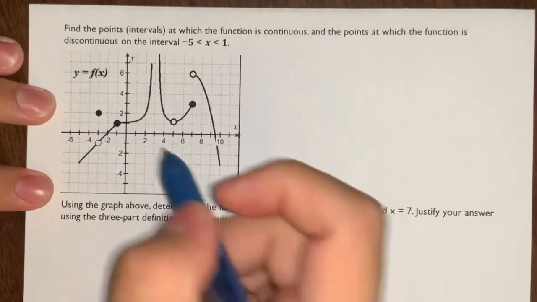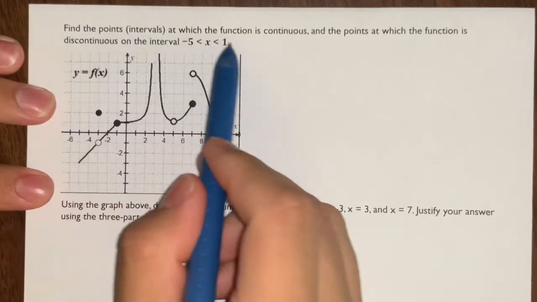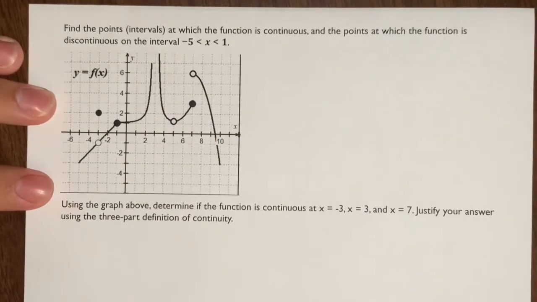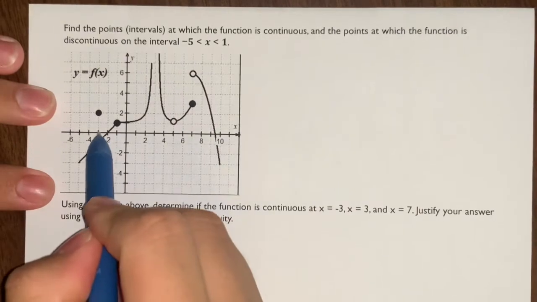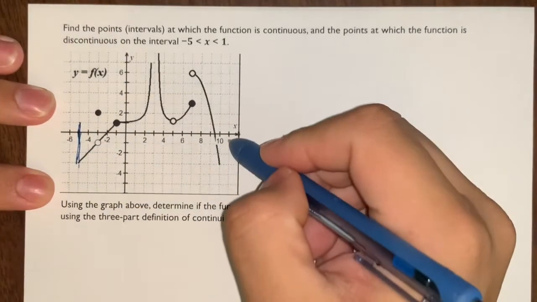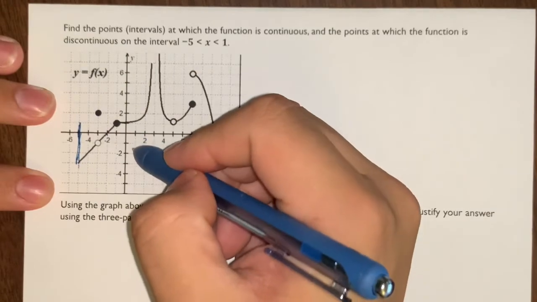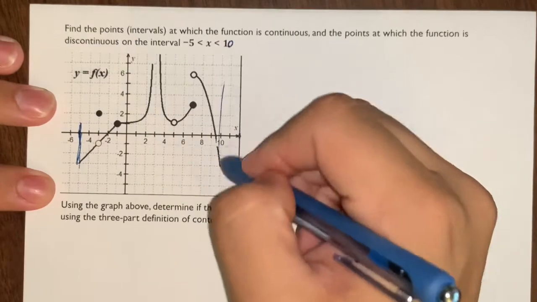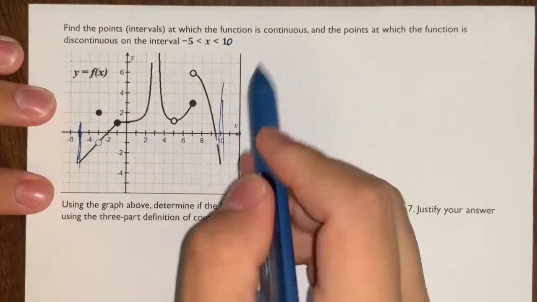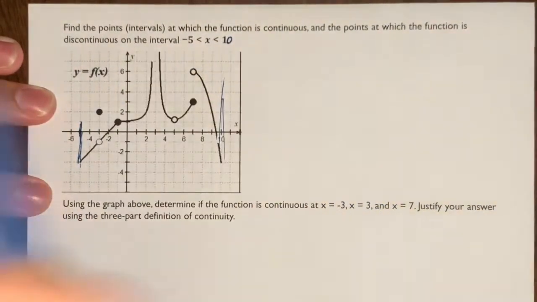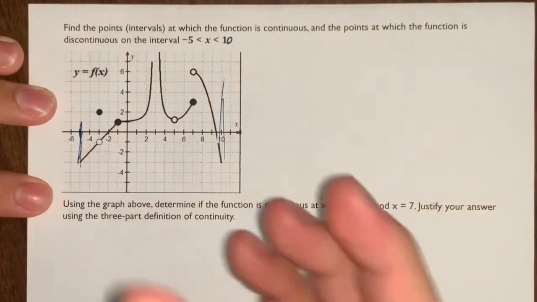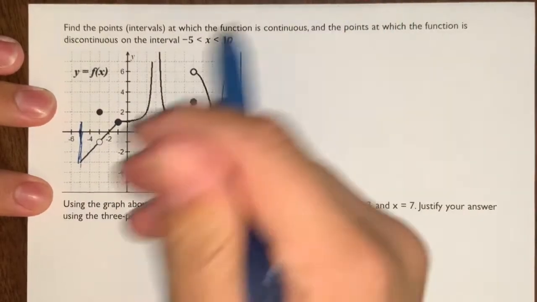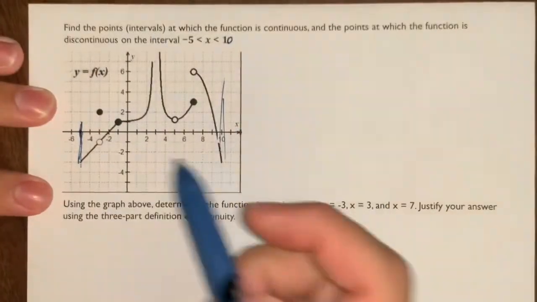All right, so on the next page, they want you to find the points or intervals at which the function below in this graph is continuous, and the points at which the function is discontinuous between -5 to +10. Sorry, I meant to say 10. So again, if you don't remember from pre-calculus, if they ask between which intervals it is continuous, you're going to have to use either parentheses or brackets depending on whatever part of the graph you're looking at.